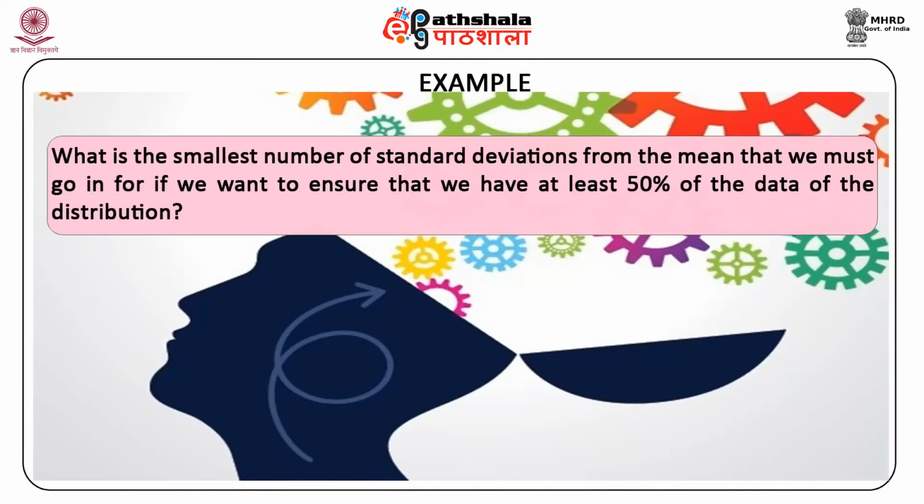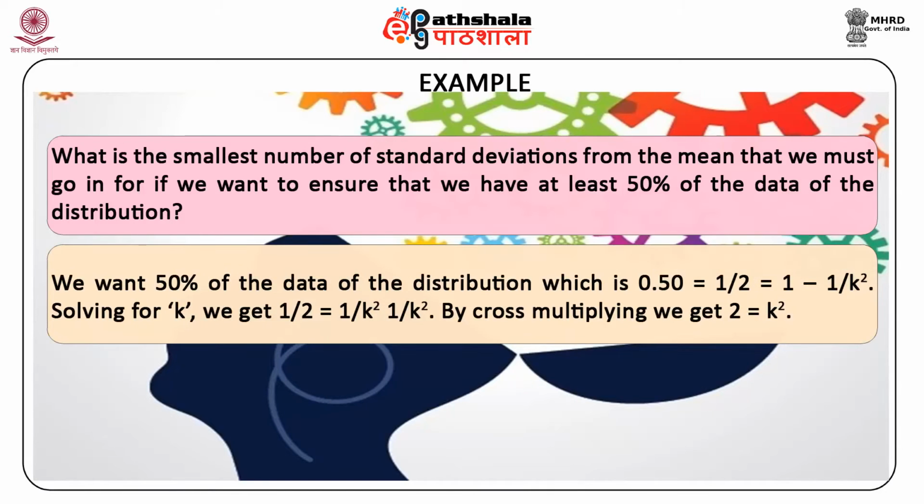Example 2. What is the smallest number of standard deviations from the mean that we must go in for if we want to ensure that we have at least 50% of the data of the distribution? Solution. Here we have to use Chebyshev inequality and work backward. We want 50% of the data of the distribution, which is 0.50 is equal to 1 upon 2 is equal to 1 minus 1 upon k square.